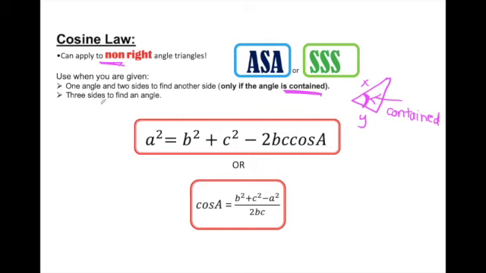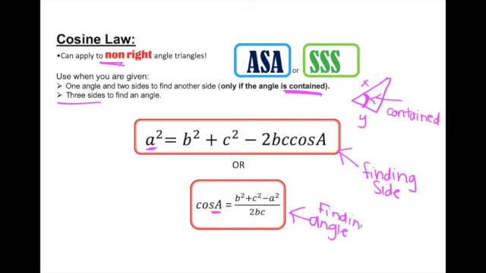Or you're given three sides to find an angle. Here, I again have written them nicely for you. This is easiest if you're finding a side because you have that side on the left-hand side. You have that A over here. And then this one is easiest if you're finding that angle because the angle is on that left-hand side. Remember that all of these can be rearranged. So a squared is equal to b squared plus c squared minus 2bc cos of A can be rearranged to b squared equals a squared plus c squared minus 2ac cos of B.